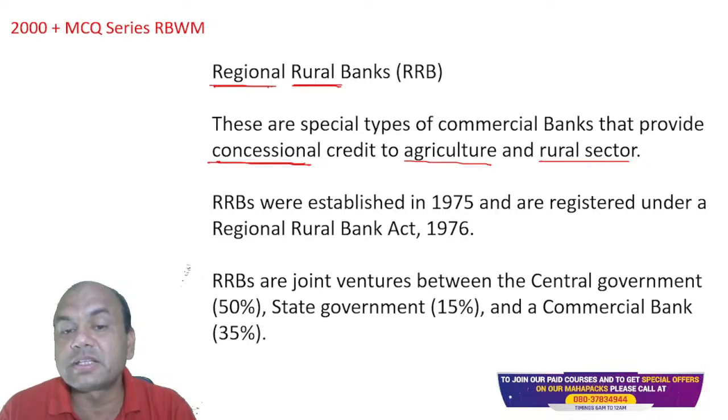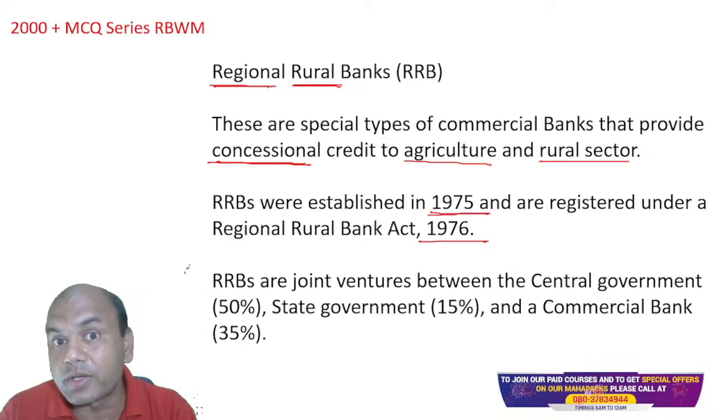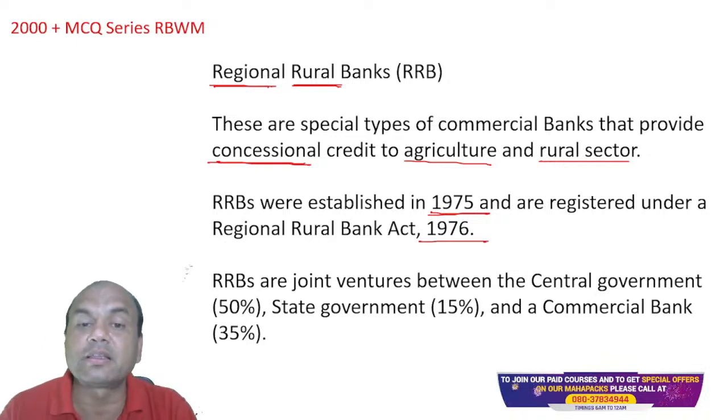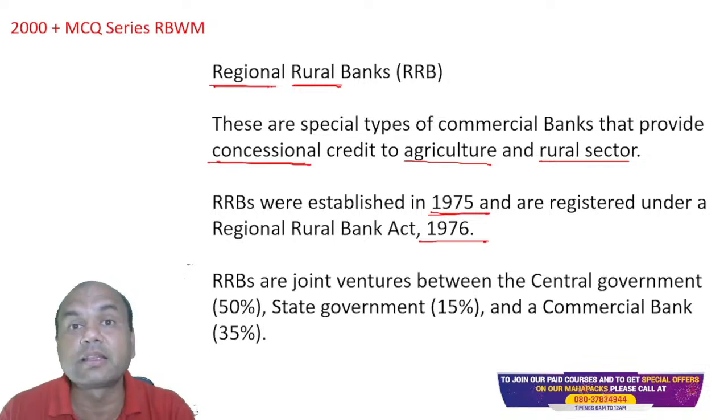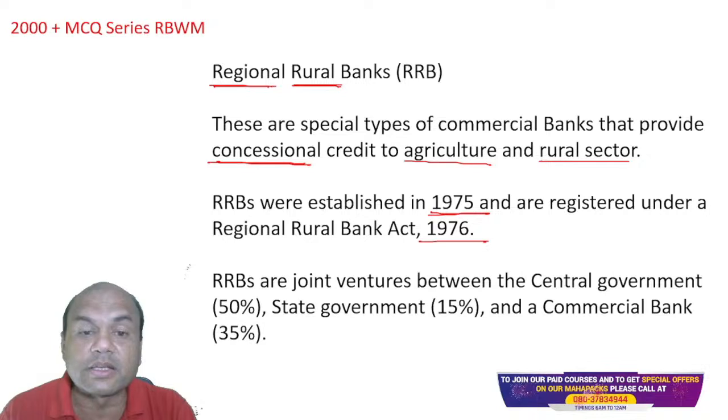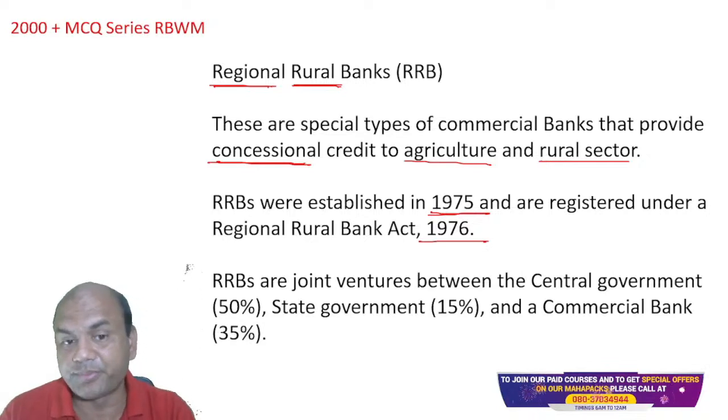RRBs were established in 1975 and registered under the RRB Act 1976. Remember, the Act is of 1976 and the bank is of 1975. Remember, these two years are reversed. Generally, the Act comes first and banks are later, like the RBI Act of 1934 and then the bank in 1935. But here it's reversed. That's why this is important.